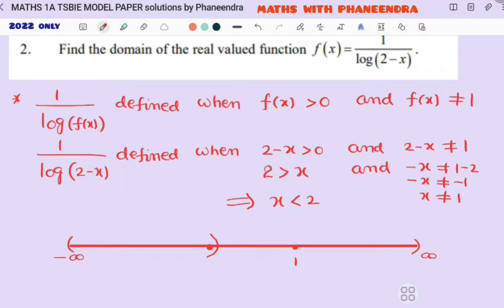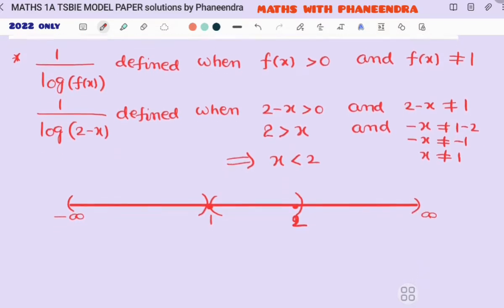The places I changed a little bit. Here 1, here 2. So x is less than 2 means from minus infinity to 2. In this interval, x is not equal to 1. So not equal to 1 means like this way. x is not equal to 1. So x belongs to the open interval minus infinity to 1, union 1 to 2, we can write it.